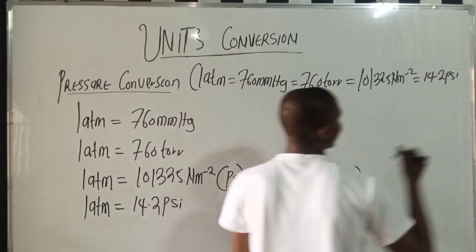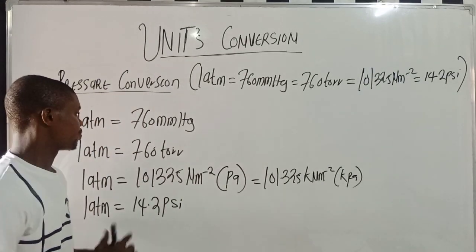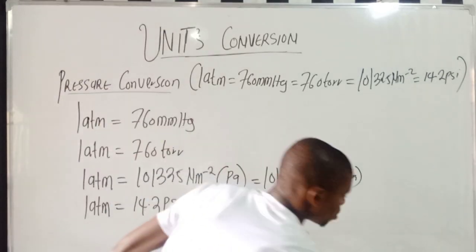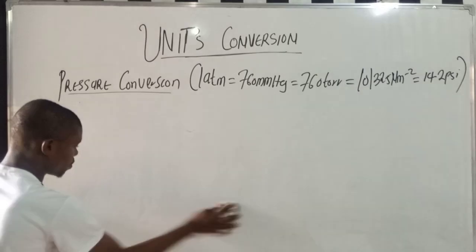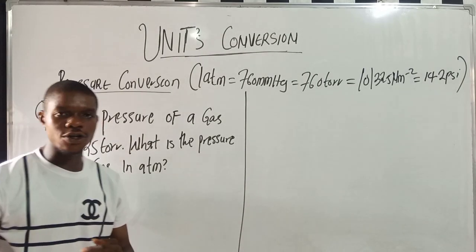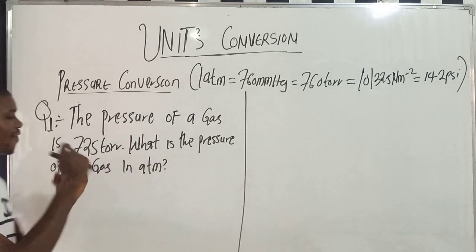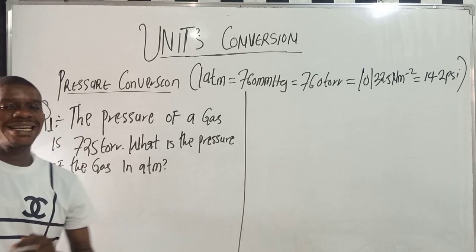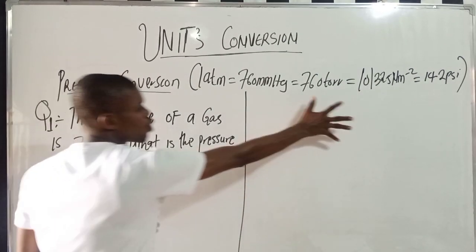Don't worry, I want to explain to you. You don't need to bother. So I'm going to wipe this one here, then I want to take our first question. Now let's take the first question. The pressure of a gas is 725 torr. What is the pressure of the gas in ATM? So how do we do that? I'm going to solve everything here.